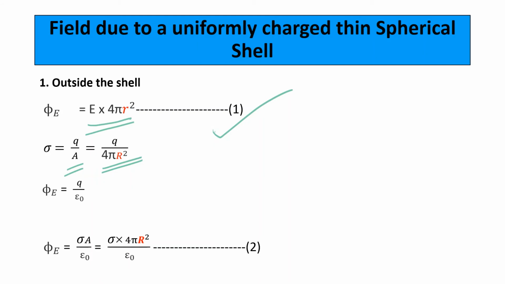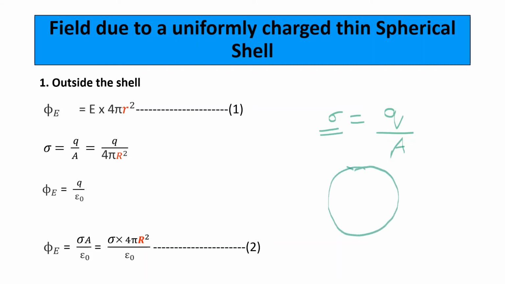Please note here you are using the capital letter R. Sigma is the surface charge density and the charges are on the surface of the shell. If this is the shell, the charges are residing on the surface of the shell and the radius of the shell is capital R. Therefore, when you are considering the surface charge density, you must consider the area of the shell. That is why you are using capital R in this expression.